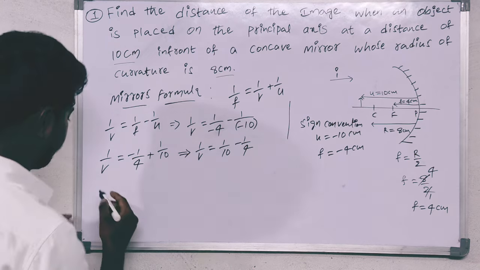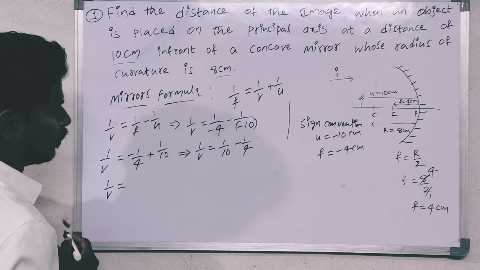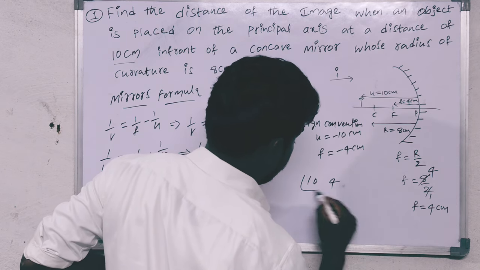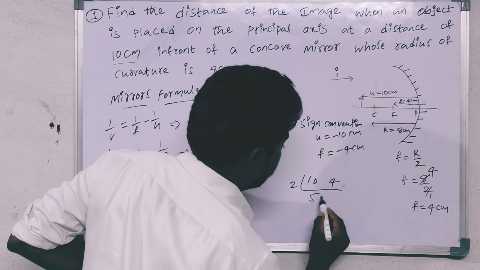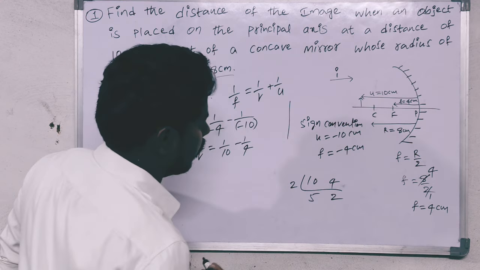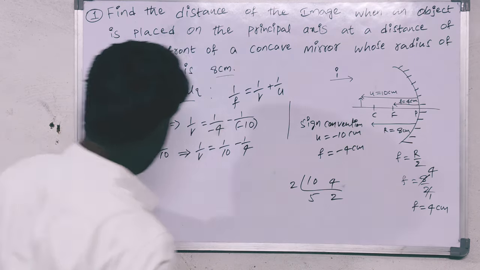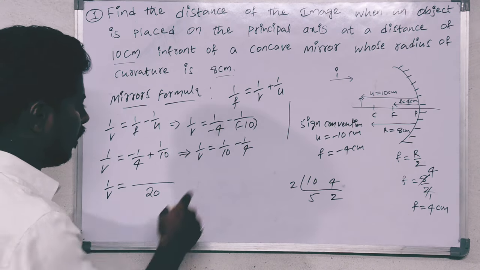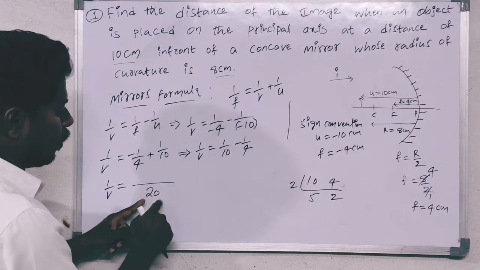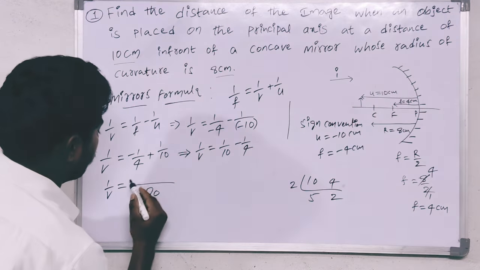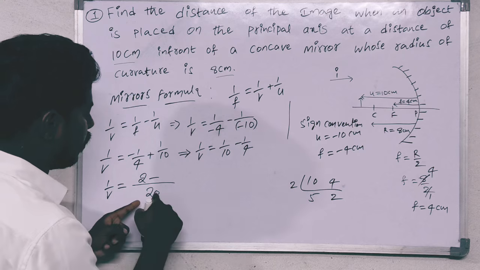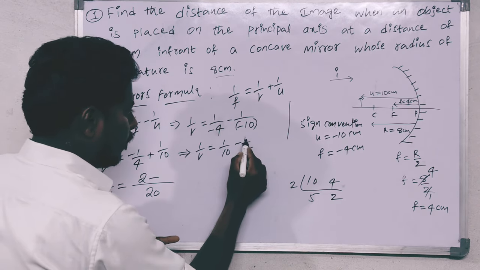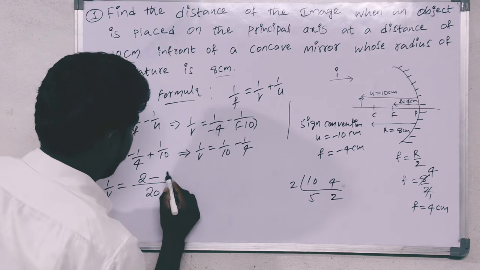Now take LCM of 10 and 4. 2 5s are 10, 2 2s are 4. 2 5s are 10, 10 2s are 20. LCM is 20. So divide 20 by 10: 10 2s are 20, so 2 times 1 is 2. Minus, divide 20 by 4: 4 5s are 20, and 5 multiply 1, 5 1s are 5.